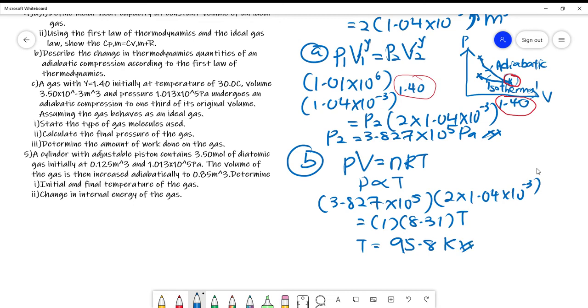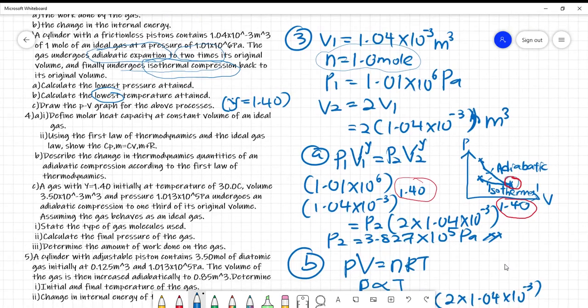So based on Gay-Lussac's law, just now I had forgotten Gay-Lussac's law, which states that the pressure is directly proportional to T. So it's okay.